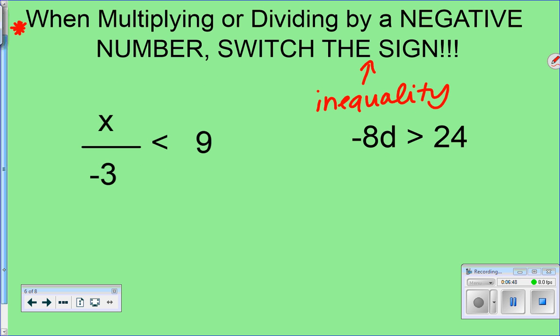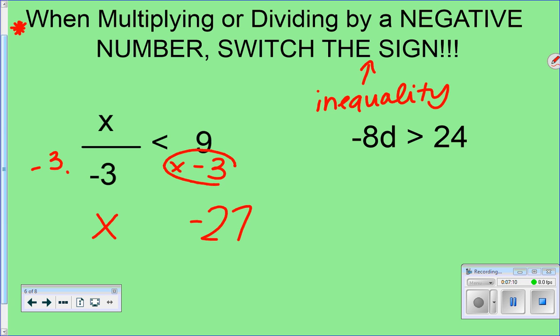Because look at this. We just solved one like this before, and Virginia told me that to get rid of this, I had to multiply by it. So I'm multiplying by -3. Am I multiplying by -3 on the other side? Yes. So now I have x, and this side would be -27. So since I'm multiplying by a negative number here, this sign has to flip.